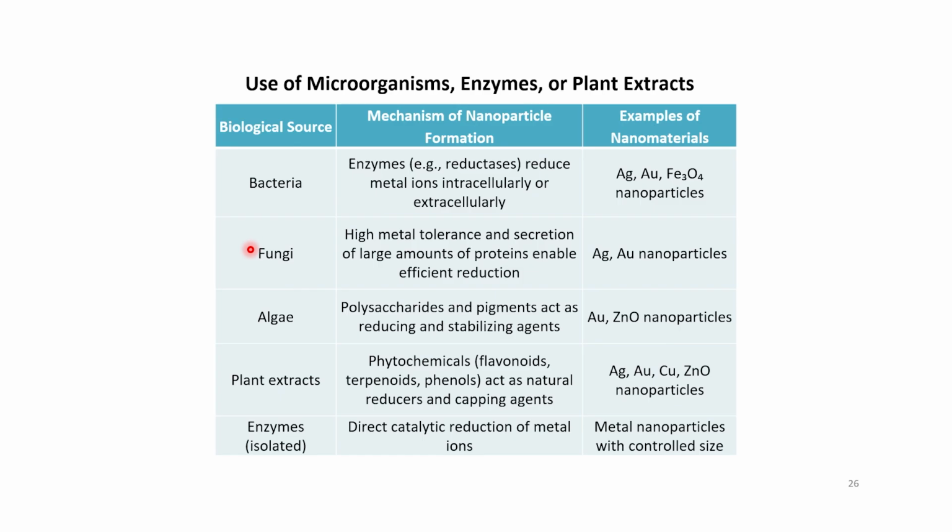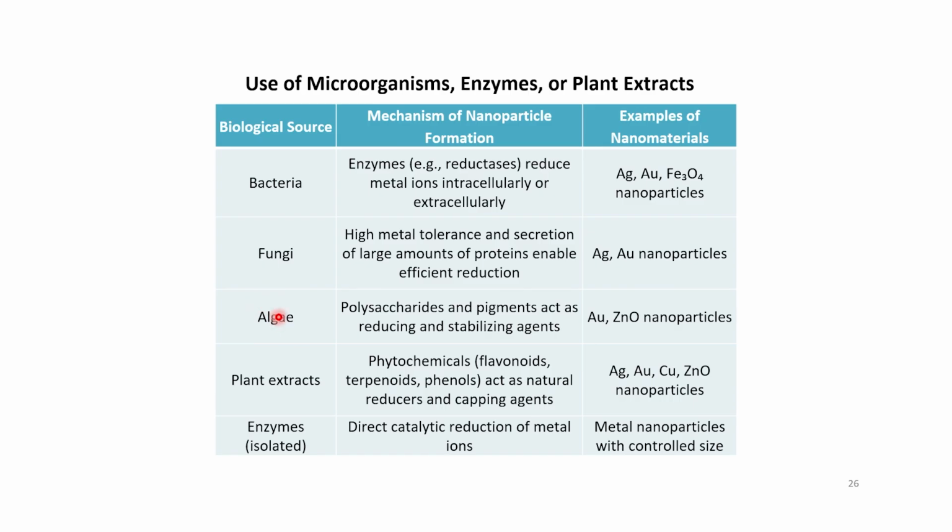Then you can start with fungi also, where a high metal tolerance and secretion of larger amounts of proteins enable efficient reduction. So it secretes larger amounts of proteins that enable efficient reduction. So gold and silver nanoparticles can be obtained from this method also, depending on whatever your requirement is.